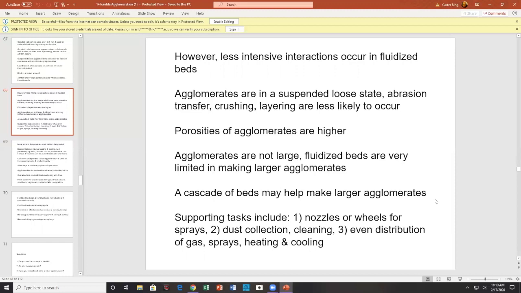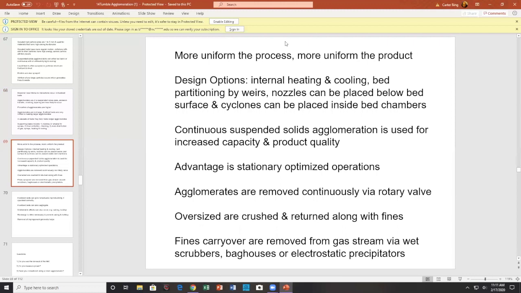Supporting tasks, obviously: nozzles and wheels for sprays, dust collection, cleaning, of course air cleaning, even distribution of gas and sprays. The more uniform the process, the more uniform the product. Internal heating, cooling, bed partitioning by overflow by weirs. Nozzles can be placed below the beds. Cyclones can be placed inside beds. Continuous suspended solids agglomeration is useful to increase capacity and product quality.